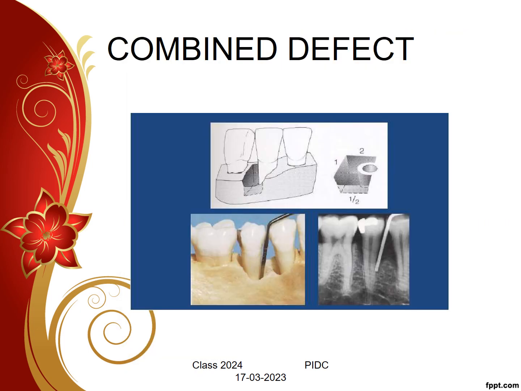Combined defect, so it combines all the three. It could be either in the top a two wall defect or a one wall defect, and in the bottom you would have had a one wall defect or a three wall defect. So that's called a combined defect.